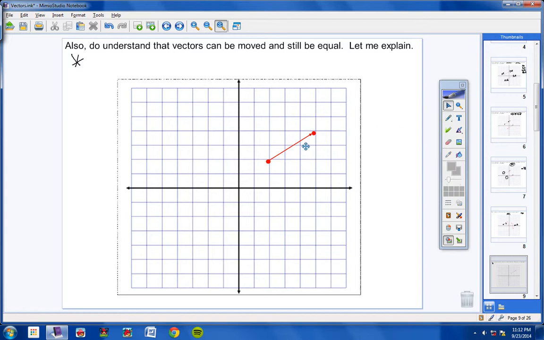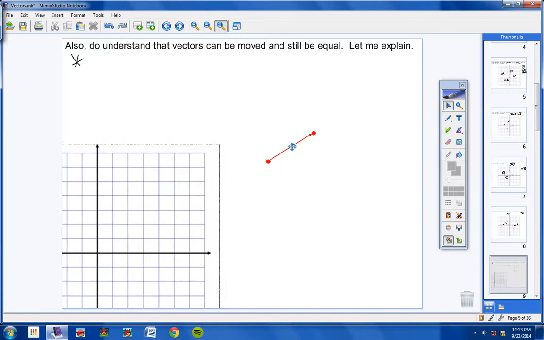Now watch. If I pick this vector up and move it to right here, it's still the same vector, it's just in a different place. Look, let me show it to you like this. Let me get a quick copy of this line, okay? Hold on one second here. Now watch this carefully, please.